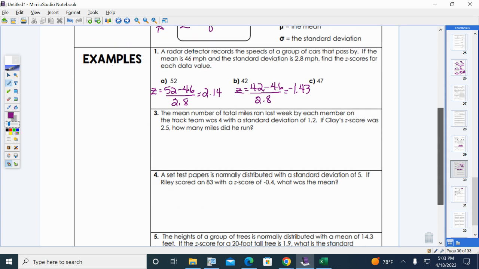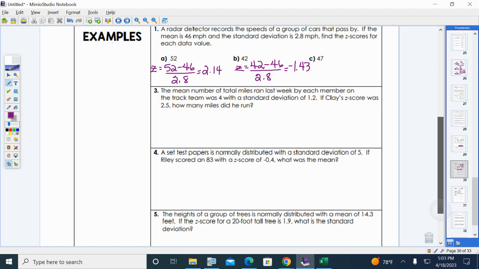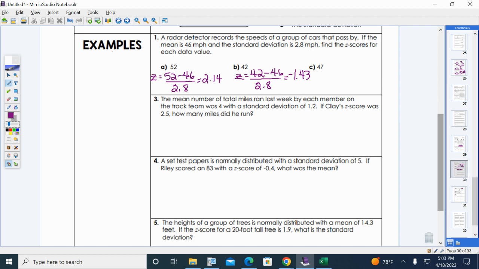In the next 3 examples, what we have are word problems using the formula. The z equals x minus mu over sigma, or x minus the mean over the standard deviation. Using that formula, we're going to plug in some information and try to find what's missing.